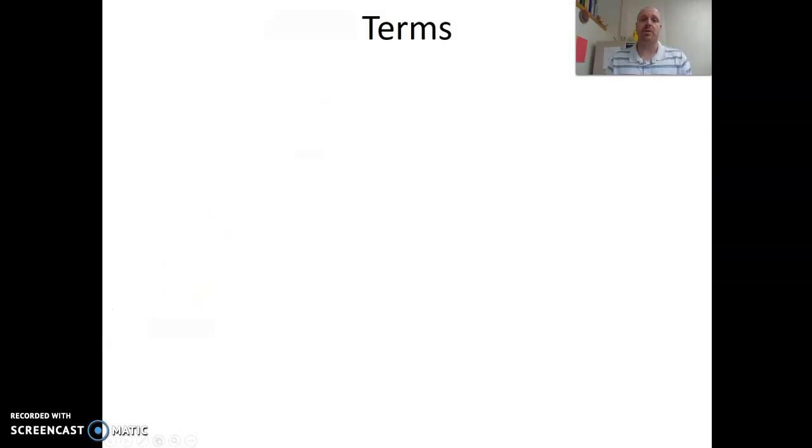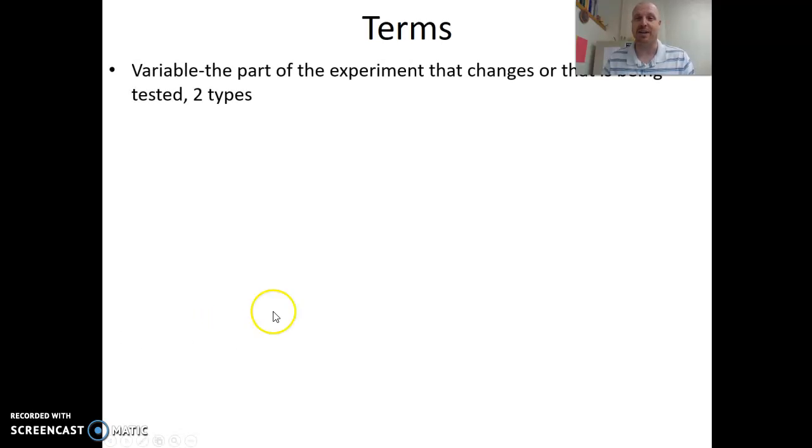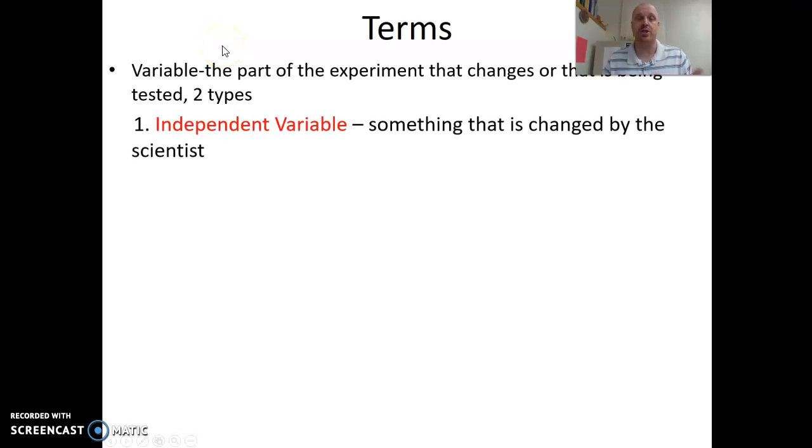Here are some terms that we need to talk about that will really help us understand what's going on. Please pay attention and take notes on these, because they are going to be quiz questions. So the first one is variable. What is a variable? It's the part of the experiment that changes or is being tested, right? And there are two types of variables. The word variable actually means changing, okay?